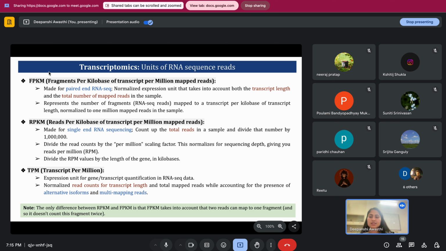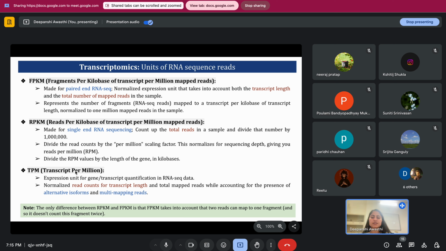So in that way, this is the FPKM. This will tell you that the more fragments are mapping to a certain length of the transcript, the better is the RNA sequencing. Then comes RPKM, in which we only count the total reads in the sample and divide it by 1 million to obtain the RPKM score. This normalizes for the sequencing depth and gives you the reads per million. So it will not take into consideration the fragments, it will only consider the reads.